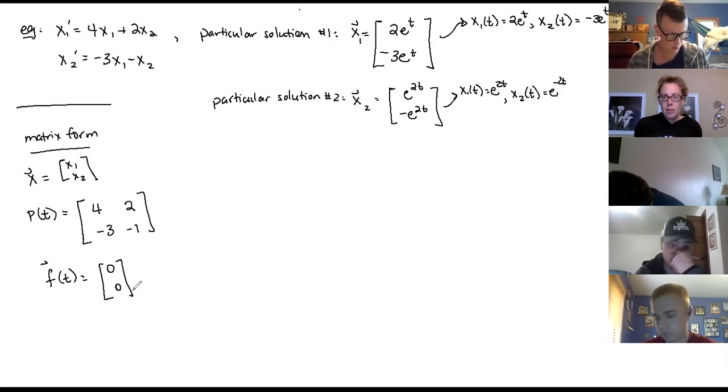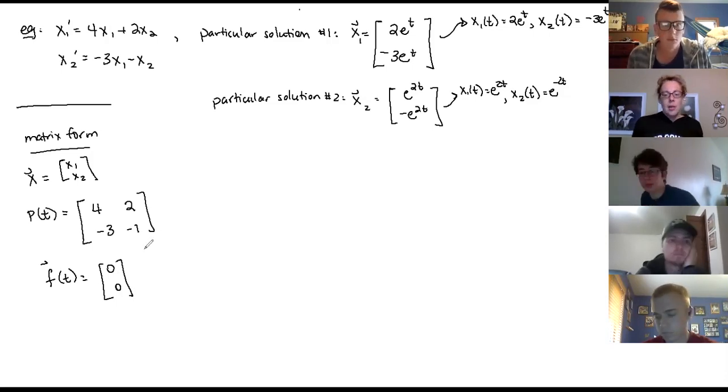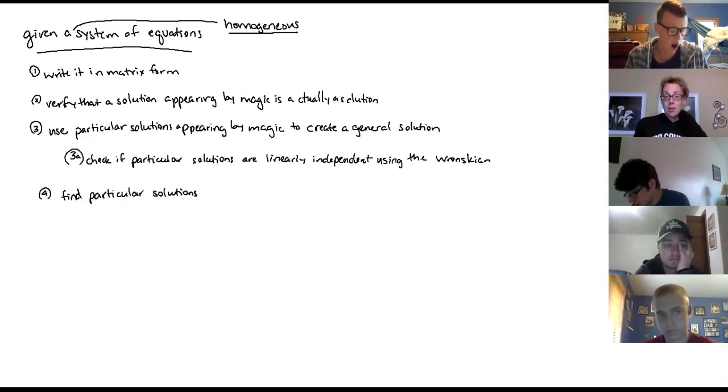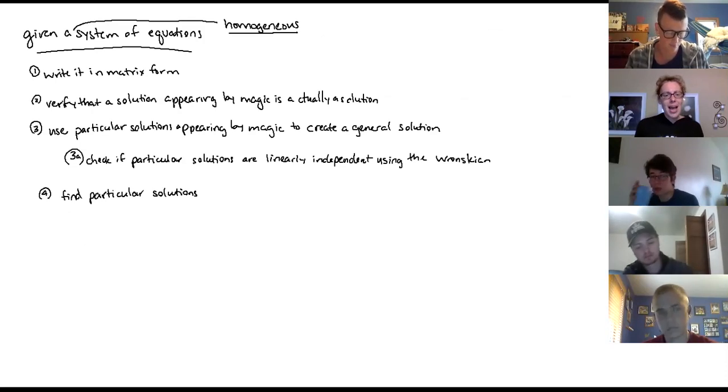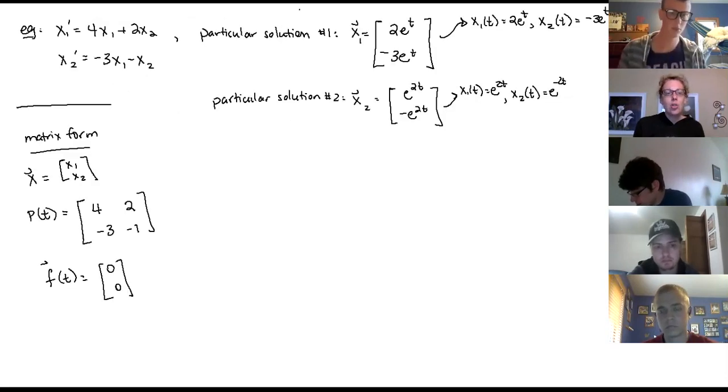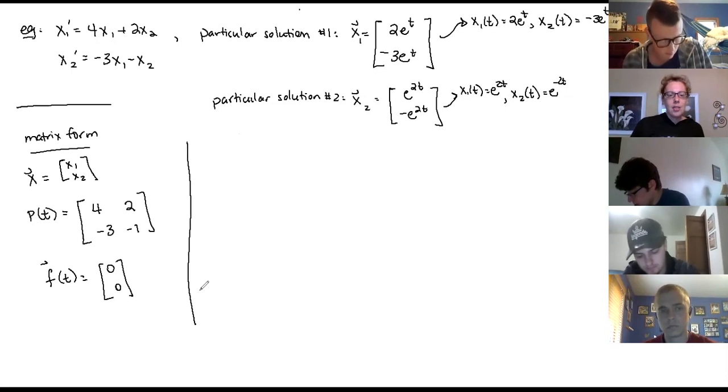Everybody good? All good? All right, the second thing we were supposed to do is verify that a solution appearing by magic is actually a solution. So we've got two solutions appearing by magic this time. First, verification. So we want to verify that vector x1 is a solution.